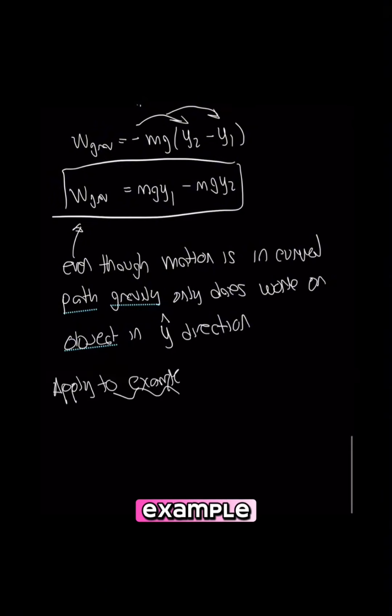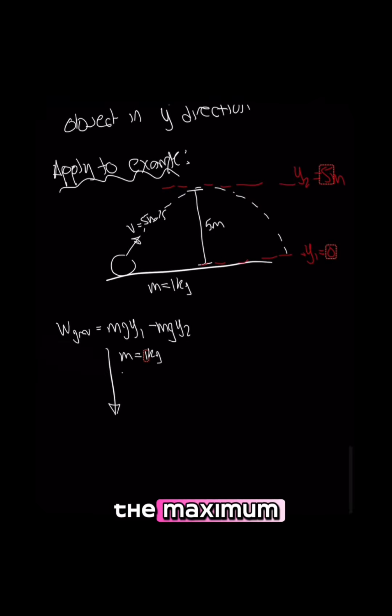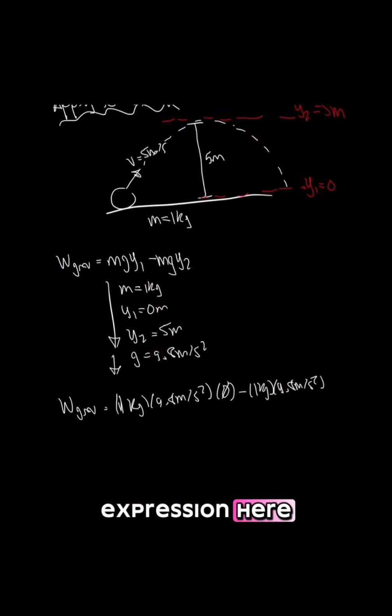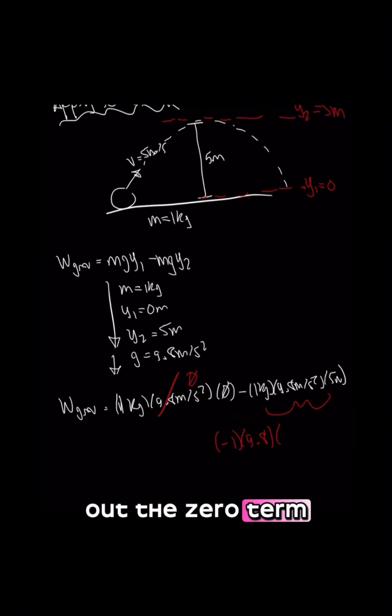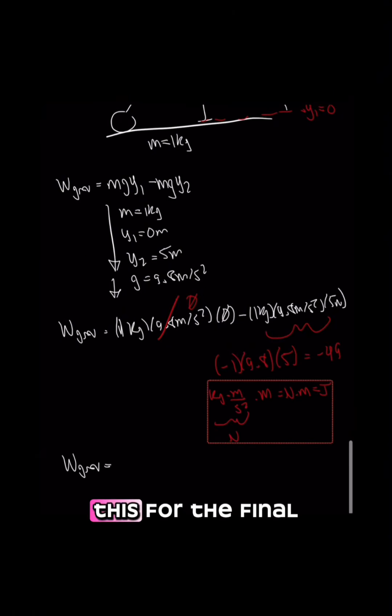We can apply this to our example. We can identify y1 as equal to 0, and then y2 is going to be equal to 5 meters. This is going to be the maximum height. And then we can plug in our other known values, and we get this expression here. And we can cancel out the 0 term, and then we can compute the magnitudes and the units of the right term. And if we do that, we get this for the final answer.